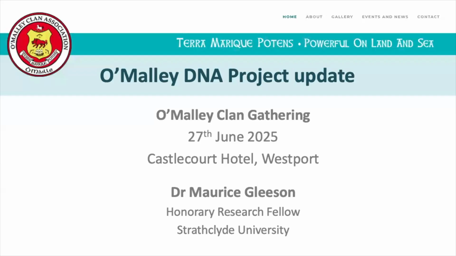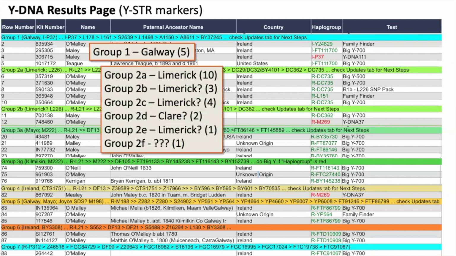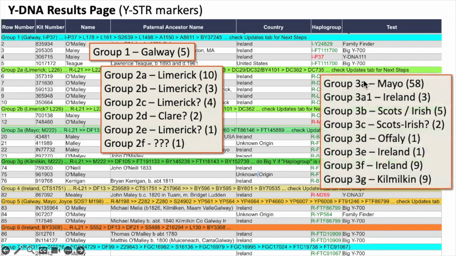And that brings us to the Y-DNA and the O'Malley DNA project. There are currently 7 distinct O'Malley genetic groups in the project. Group 1 is from Galway, has 5 members. Group 2 has been split into 6 subgroups, with the Limerick Group 2A being the largest one, 2B, 2C, 2D, all from the Limerick-Clare area. Then we have Group 3, which has Group 3A is the Mayo group, 58 members in that particular group.